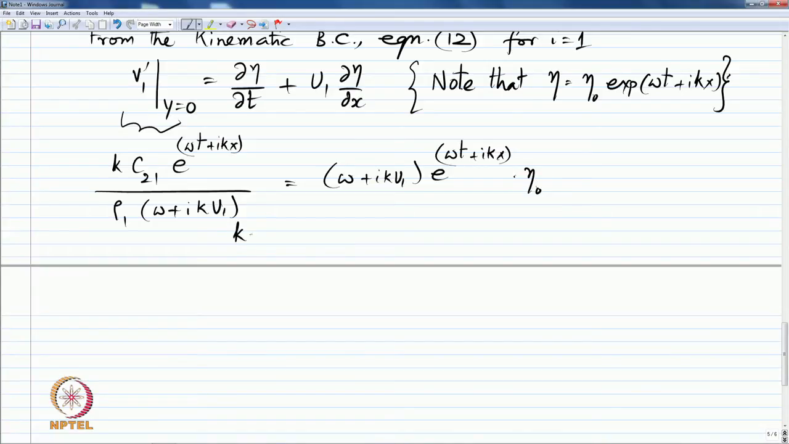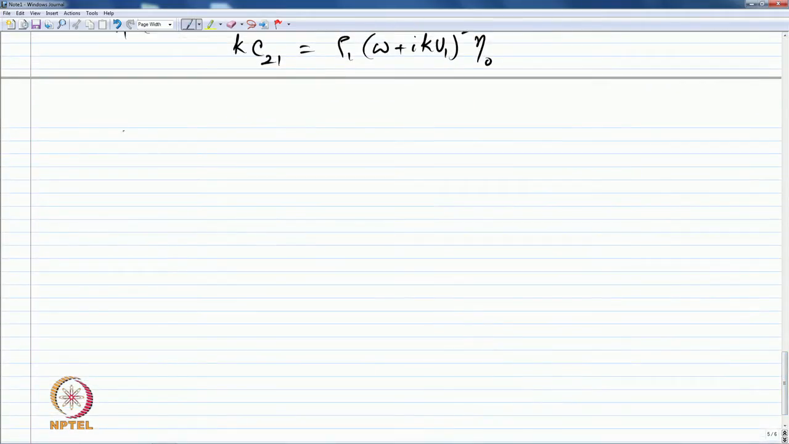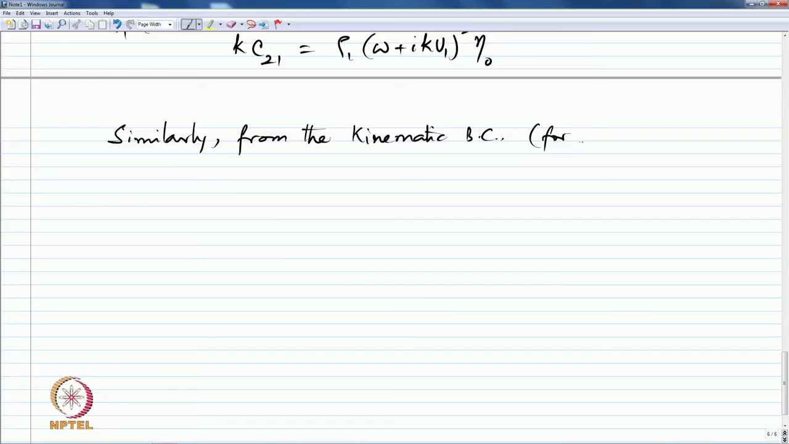So, simplifying, we see k times C21 equal to rho 1 times omega plus ik U1 squared times eta naught. Similarly, we have another kinematic boundary condition requirement for fluid 2. And from there, we have essentially the same requirement, but written now from the sense of fluid 2.